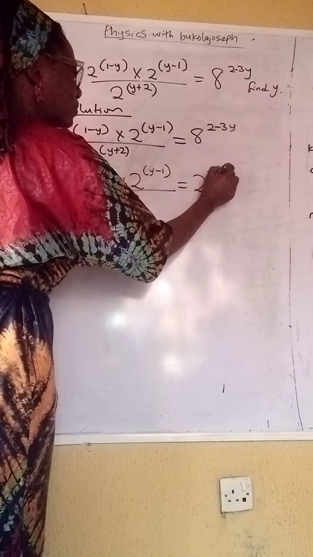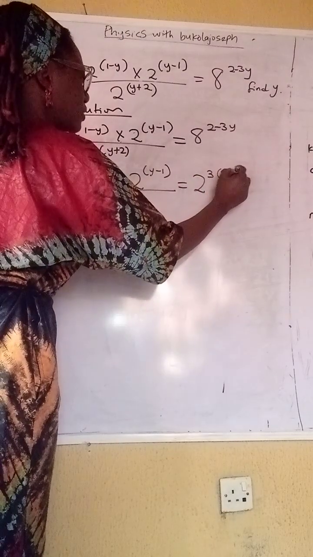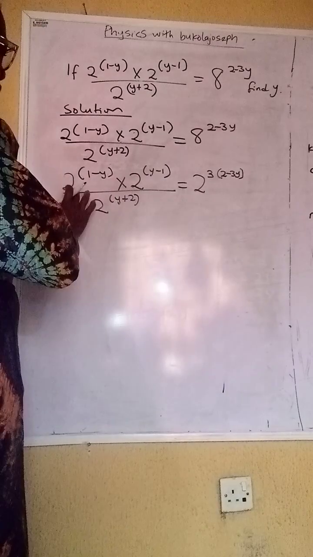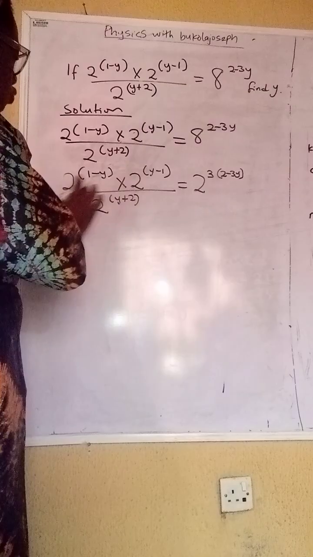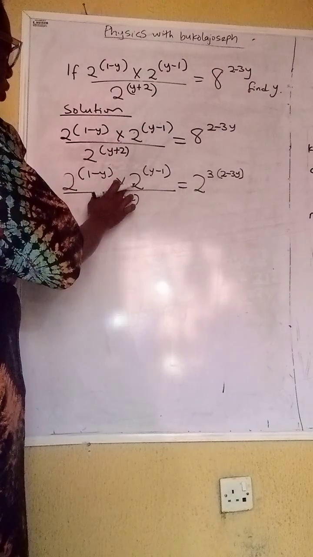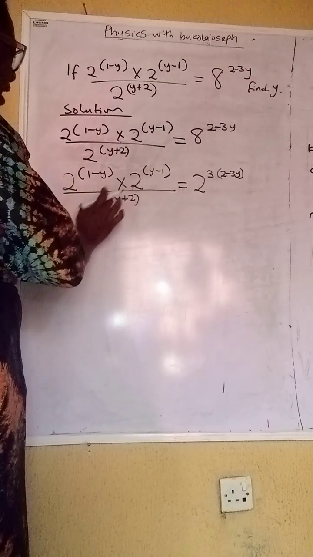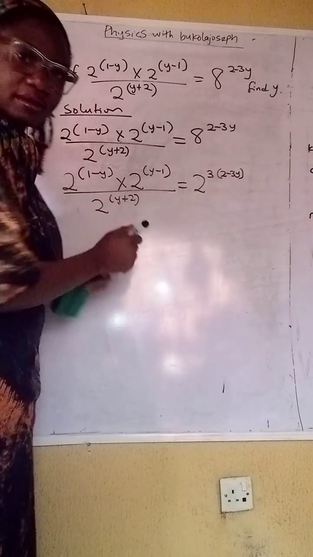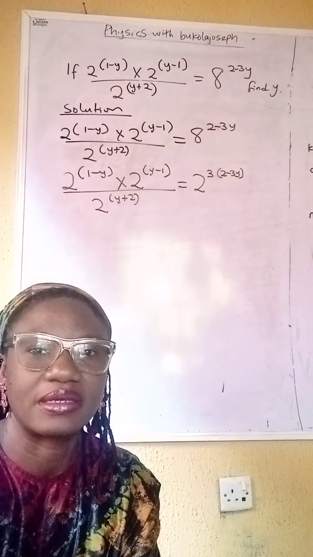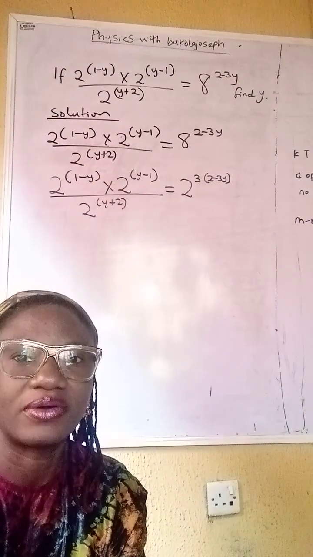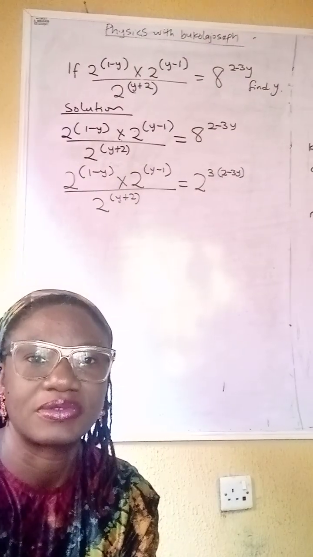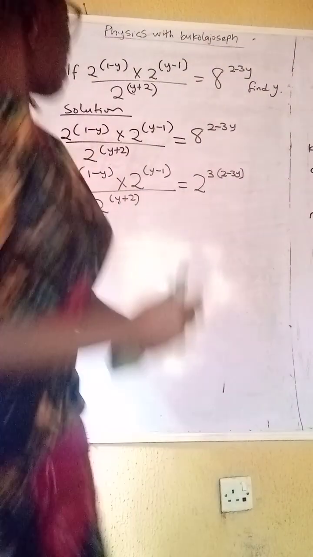Remember we have this, so we can put the bracket now: 2 minus 3y. Okay, now using the indices rule, multiplication will become positive for the powers and division becomes minus for the power. Okay? Are you with me? Sorry about that.